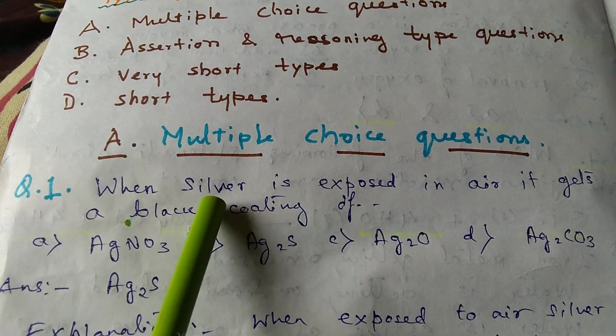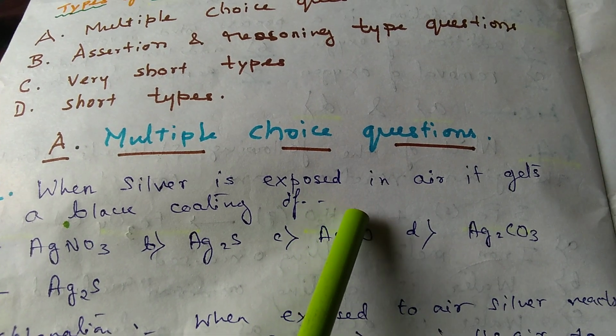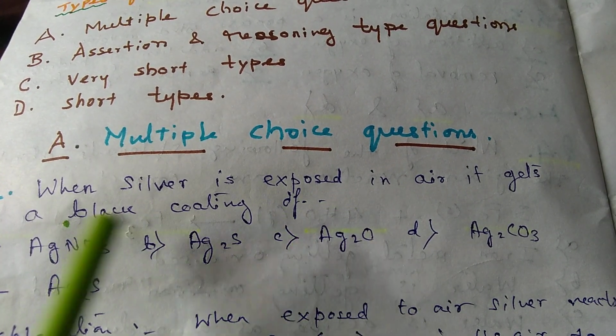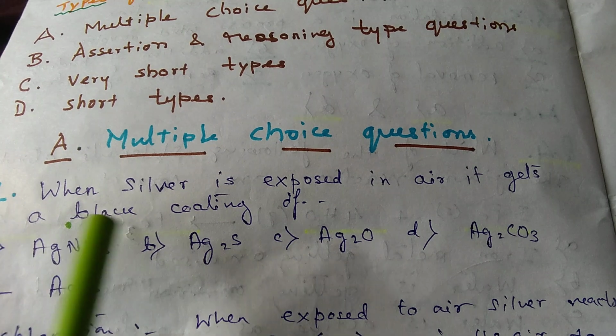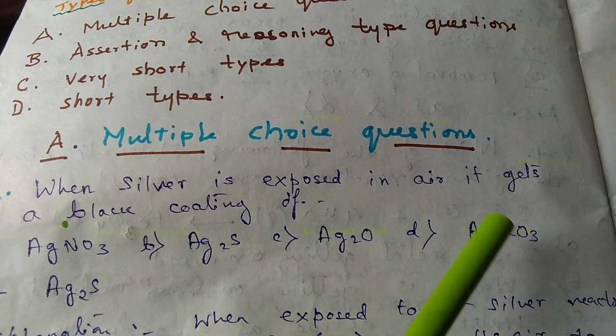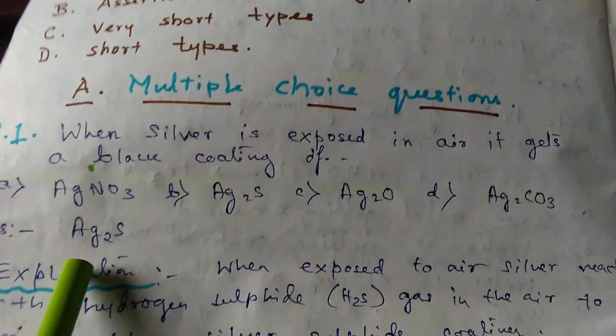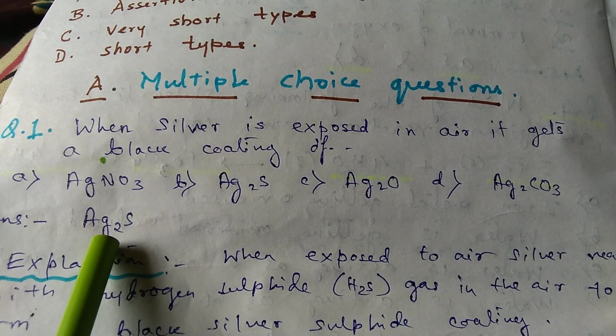First question is, when silver is exposed in air, it gets a black coating of. The options are silver nitrate, silver sulfide, silver oxide and silver carbonate. Okay, so the correct option is Ag2S or silver sulfide.